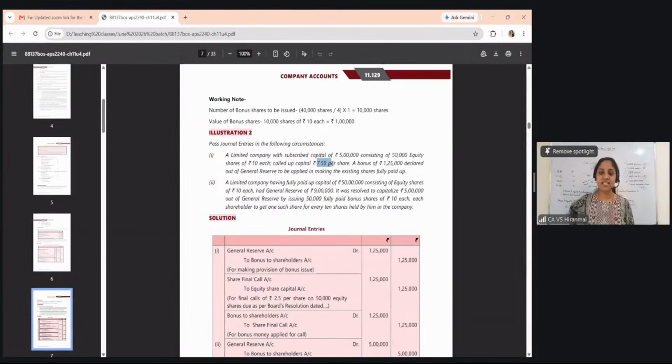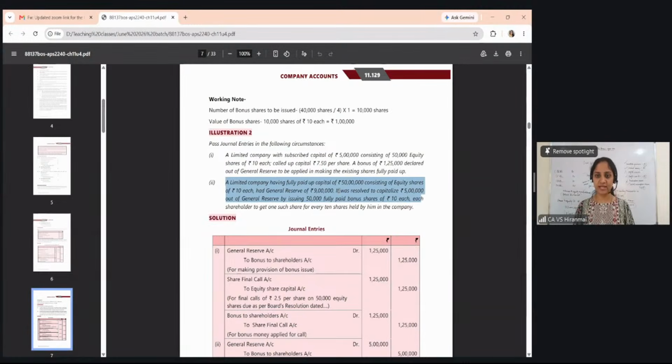Okay. So for this, a slight difference will come. Usually we will write general reserve to bonus to equity shareholders to share capital. But here, since it is share final call to equity share capital, we write the transfer entry. No, in the receipt entry here you are not getting the amount, but bonus to shareholders is what you are transferring. That's all. Now, a limited company has fully paid up capital of 50 lakhs consisting of 10 rupees each, that is 5 lakh shares. Okay. It has a general reserve of 9 lakh.